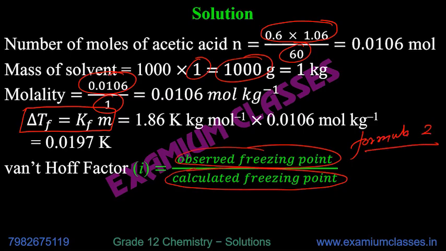Most of the times you will be using the first and third formula, but it does not mean that you will not be using the second formula. It is the observed freezing point divided by calculated freezing point.